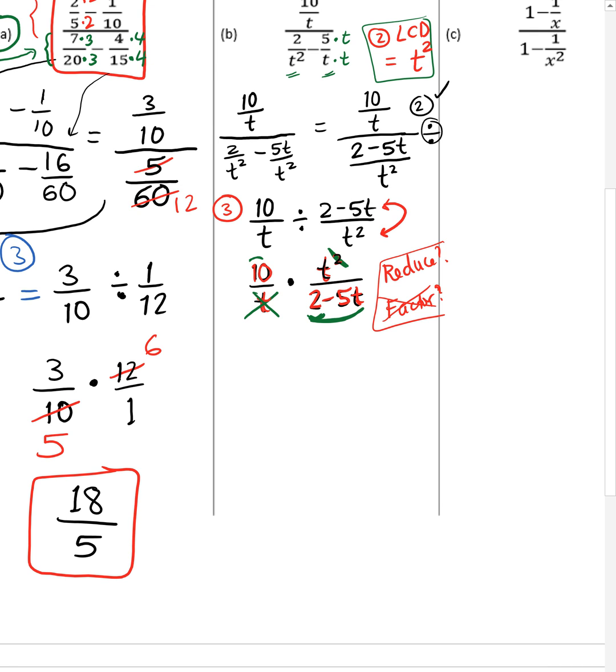Alright, now all that's left is to multiply across. In the numerator we have 10 times t. Since one of the t's cancels, there's only one left, so 10 times t would be 10t. In the denominator, this t is gone because I've canceled it. Really all that's left is the other denominator, 2 minus 5t.